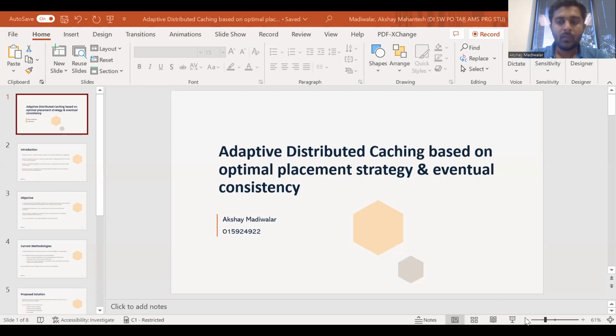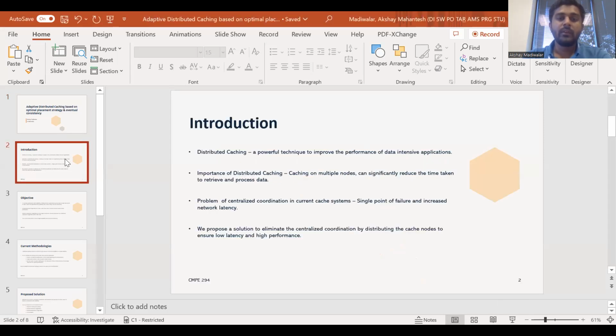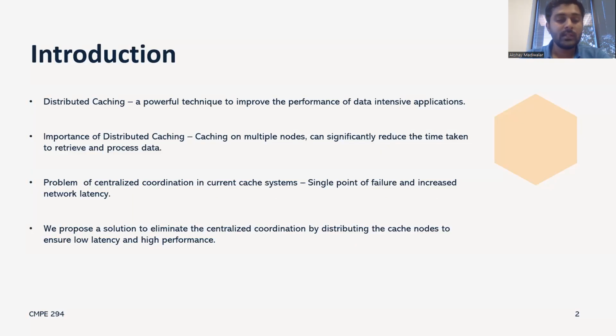Today my presentation topic is adaptive distributed caching based on optimal placement strategy and eventual consistency. To start off with the introduction, distributed caching is a powerful tool for improving the performance of data intensive applications. By caching frequently accessed data on multiple nodes, distributed caching reduces the time it takes to retrieve and process the data, leading to faster response times and increased scalability.